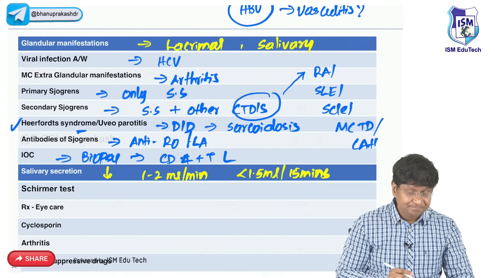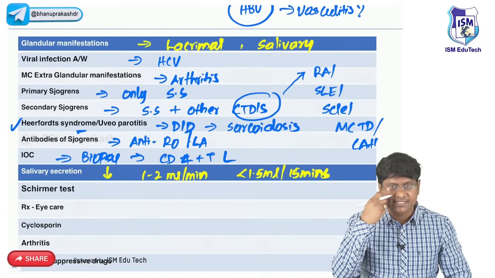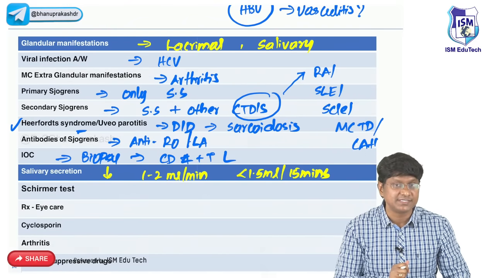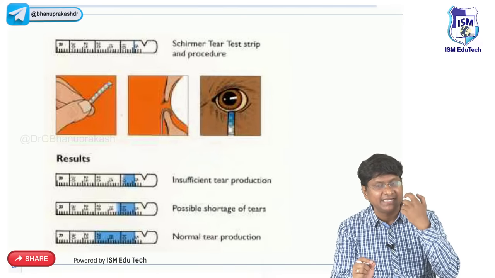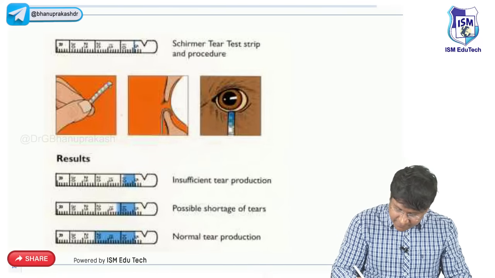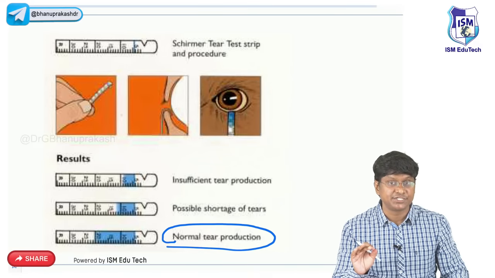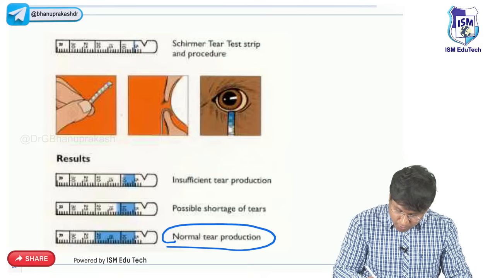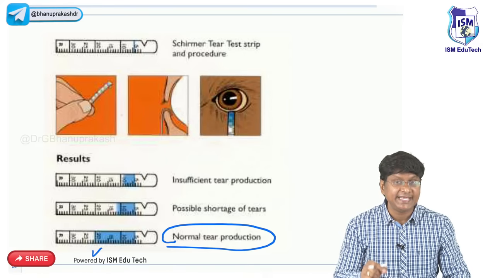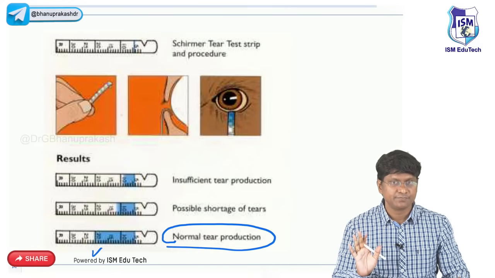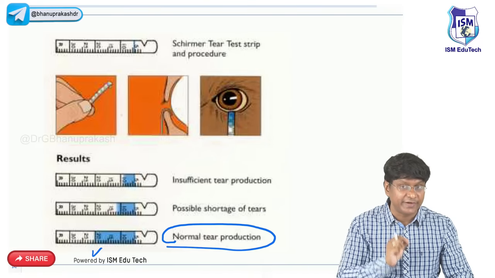And the next thing is the Schirmer's test. Why do we do this Schirmer's test? That is mainly to assess the lacrimal secretion, right? Now, this Schirmer test is done by placing a strip. How much will be the normal tear production? The normal tear production will be up to 20 mm for 5 minutes. You keep that strip for 5 minutes, and the strip will get blotted up to 20 mm.